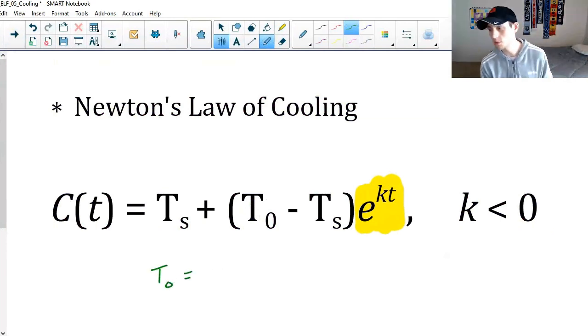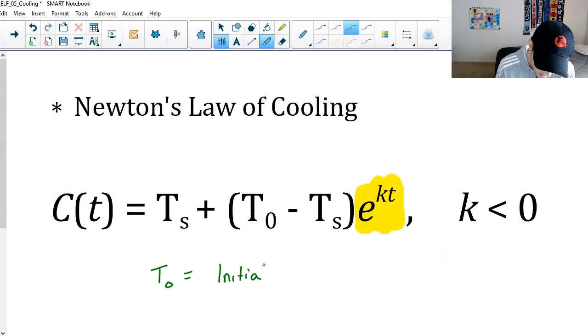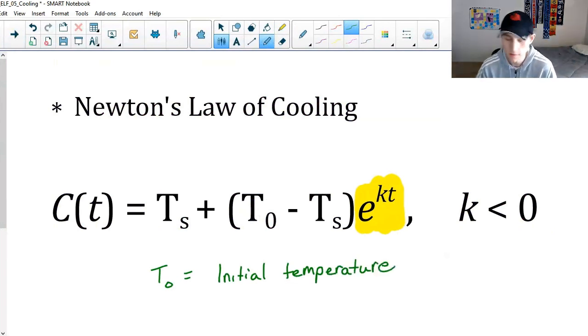So T0, just like in our exponential growth or decay, where A0 means the initial amount. Same thing here, but instead of amount, we're talking about things cooling down. So T0 is the initial temperature, whatever it is.